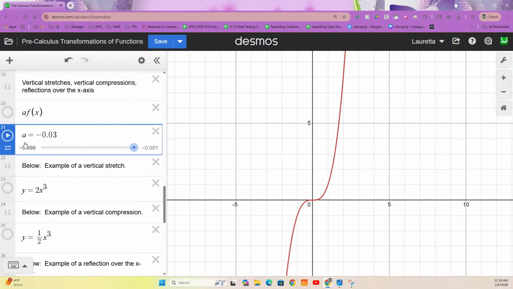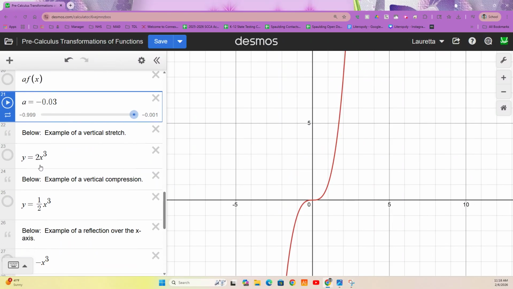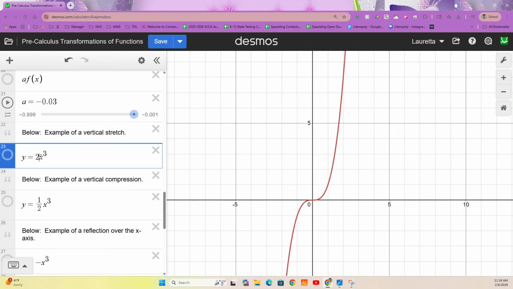Okay, so let's talk about what that looks like with our function y equals x cubed if we were to actually write it out. Below is an example of a vertical stretch, y equals 2 times x cubed. So you're multiplying the function by 2. The 2 is not in parentheses with the x cubed. You're multiplying the original function x cubed by 2. So y equals 2 times x cubed.